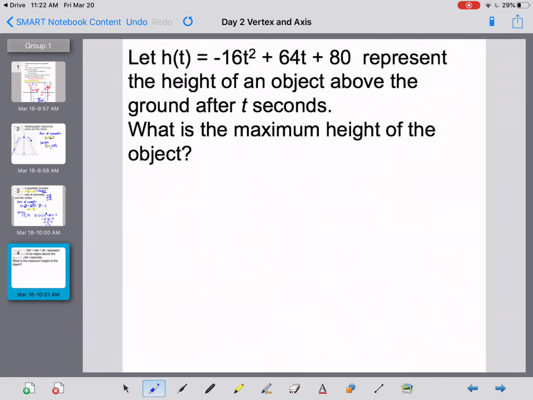And the last problem. Let h of t equal negative 16t squared plus 64t plus 80 represent the height of an object above the ground after t seconds. What is the maximum height of the object? Take a second to copy down the question.